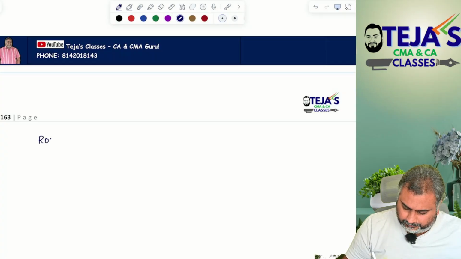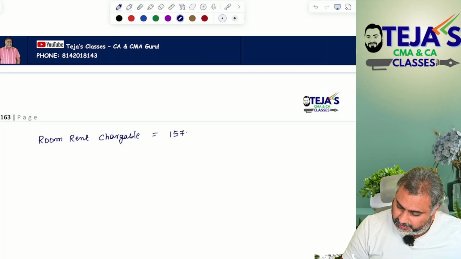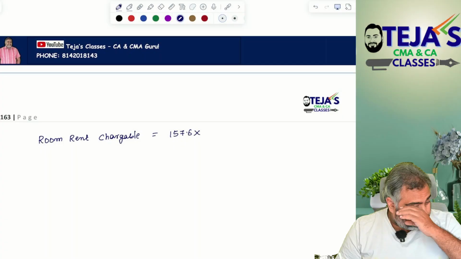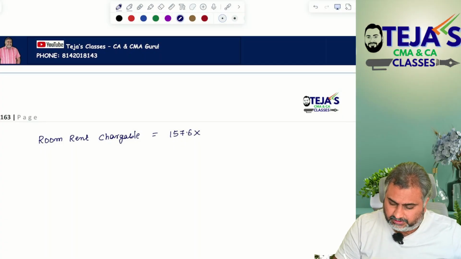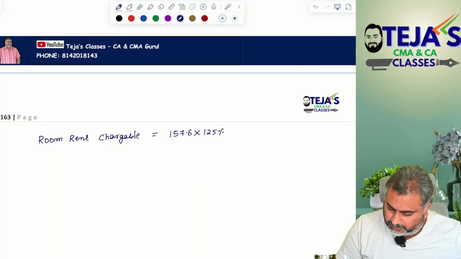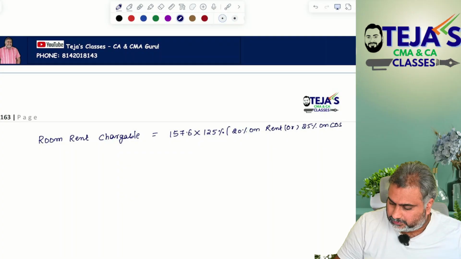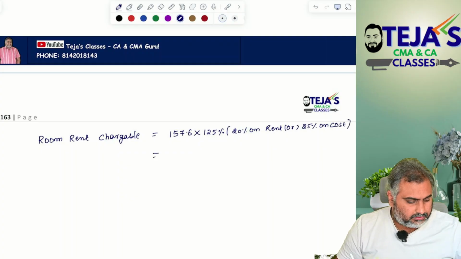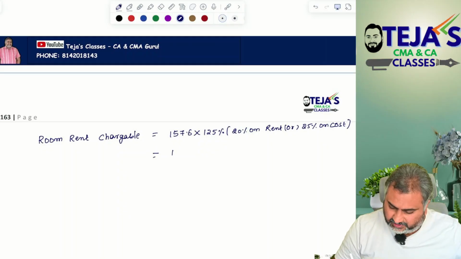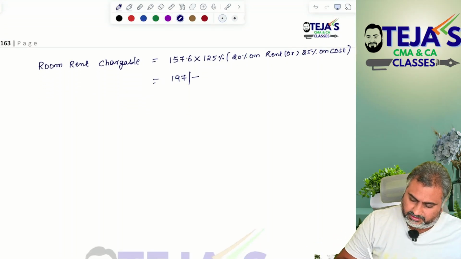Now room rent chargeable equal to 157.6 into 125%. They said 20% on room rent, or 25% on cost, that is into 125%. That is equal to 197 rupees.